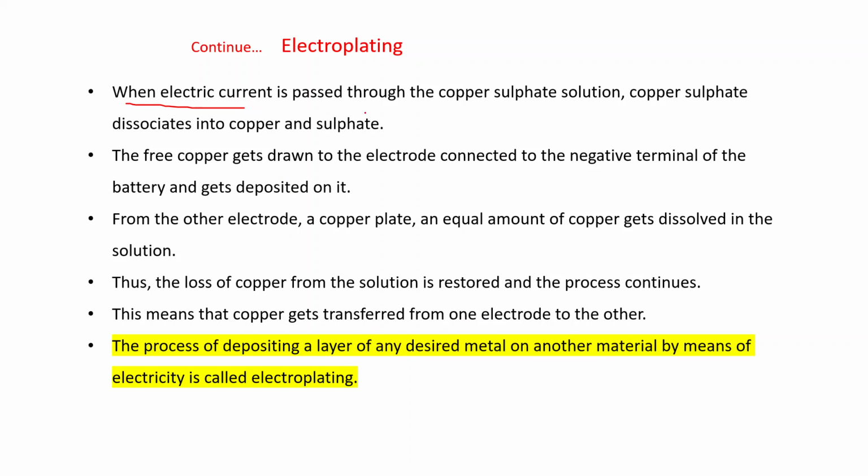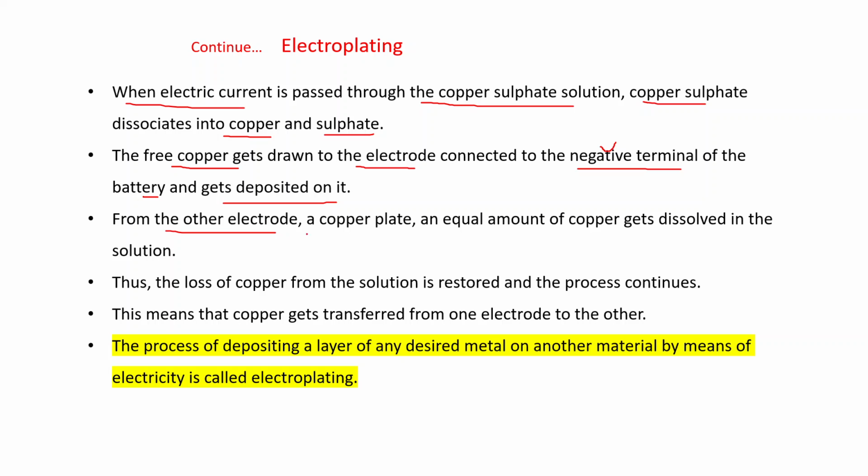When electric current is passed through the copper sulfate solution, copper sulfate dissociates into copper and sulfate. The free copper gets drawn to the electrode connected to the negative terminal of the battery. Actually, when copper sulfate dissociates, we get copper ions and sulfate ions. These copper ions are positively charged. That's why they are attracted towards the negative terminal of the battery and get deposited on it. That is the negative electrode. They are attracted toward the negative electrode and deposit on it.